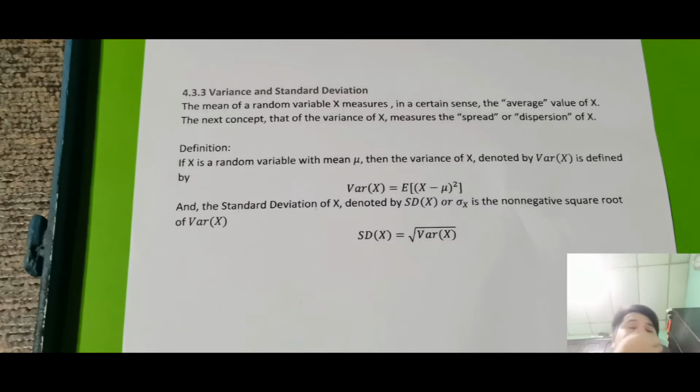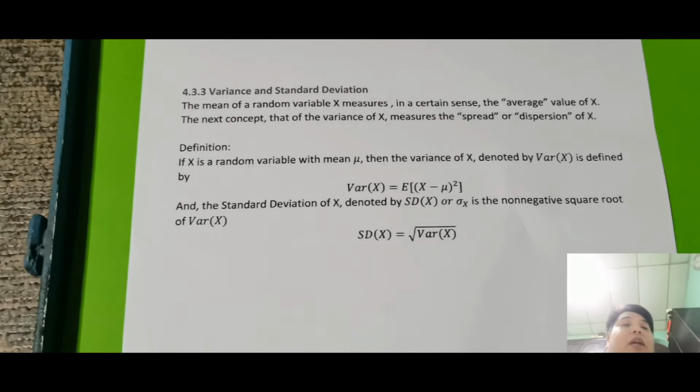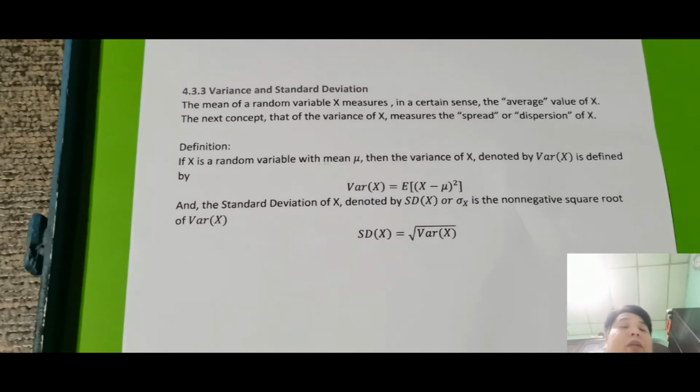Okay, so now we start with this. The mean of a random variable x measures, in a certain sense, the average value of x. Again, it measures in a certain sense the average value of x. I told you this last time, it is the average value of our random variable x. The next concept, that of the variance of x, measures the spread or dispersion of x. So it is the spread of x, the random variable.